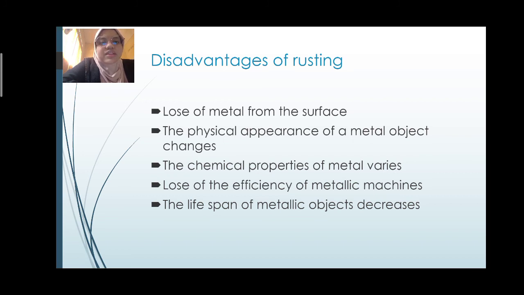So disadvantages of rusting: loss of metal from the surface. The physical appearance of a metal object changes. The chemical properties of metal vary. Loss of the efficiency of metallic machines. The lifespan of metallic objects decreases.